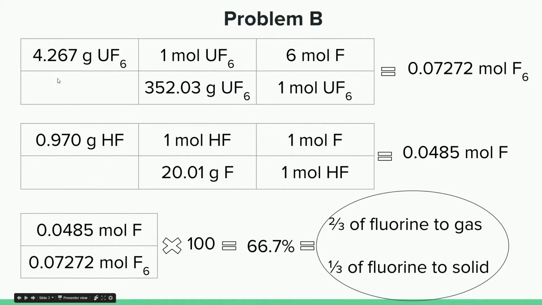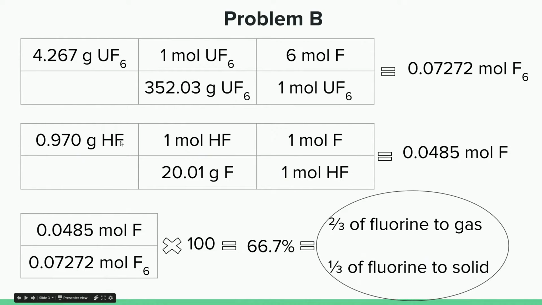Question B asks us to find what fraction of fluorine of the original compound is in the solid and what fraction is in the gas. Firstly, we take the given amount of 4.267 grams of UF6 and divide it by the molar mass of 352.03 grams. And then we multiply it by 6 moles of fluorine because there are 6 atoms of fluorine in UF6. And we end up with 0.0727 moles of F.